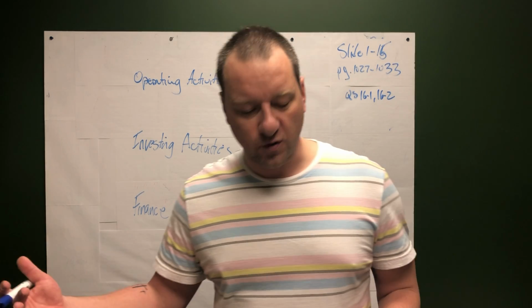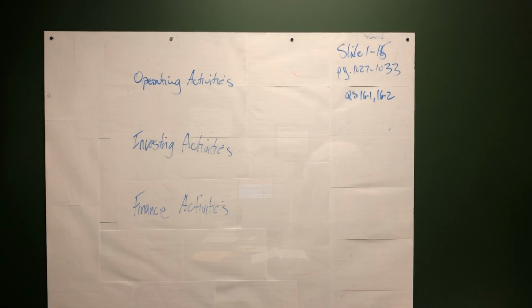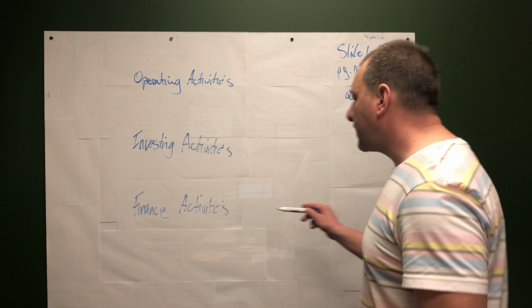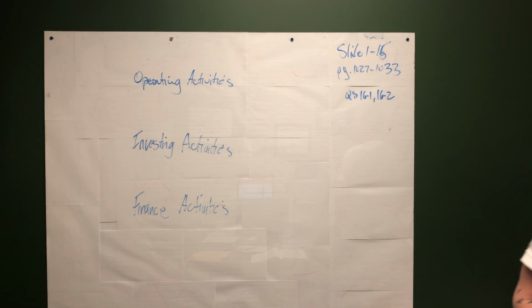Or we provided a third-party loan, okay? Now, lastly, our last activity on the statement of cash flows is financing activities. These are activities that affect the company's owners and creditors. So company owners being the shareholders, okay?